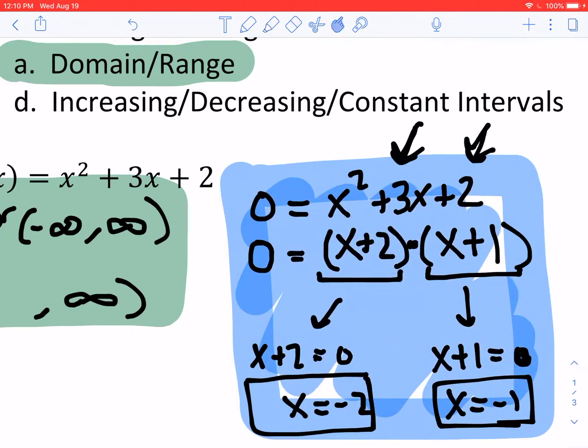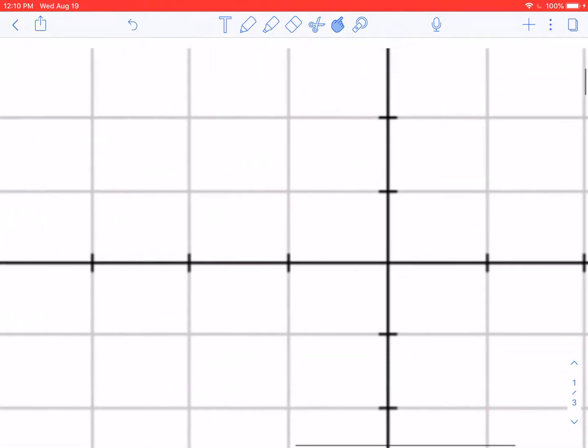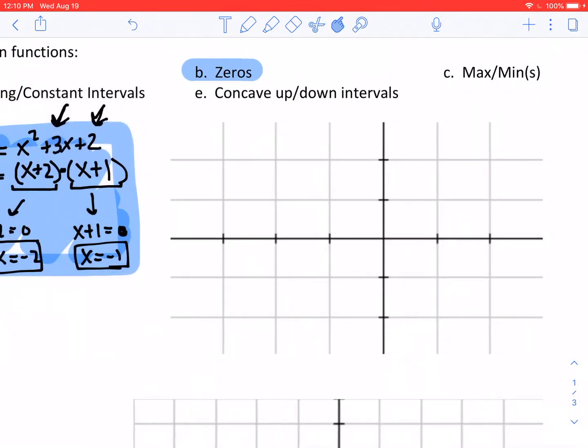Let's find those on the graph. So -2 and -1. Here's -2. Here's -1. These are our zeros. Cool.